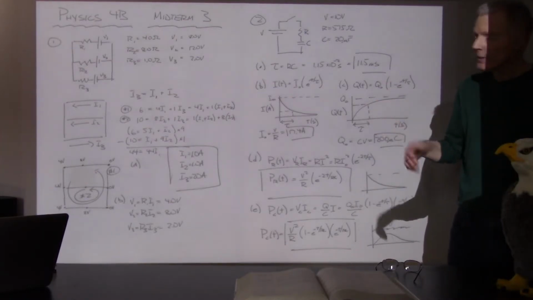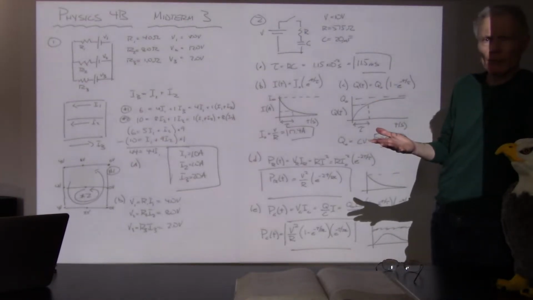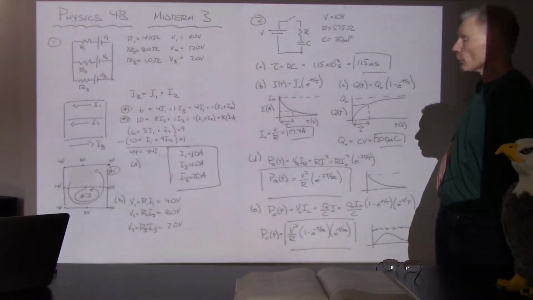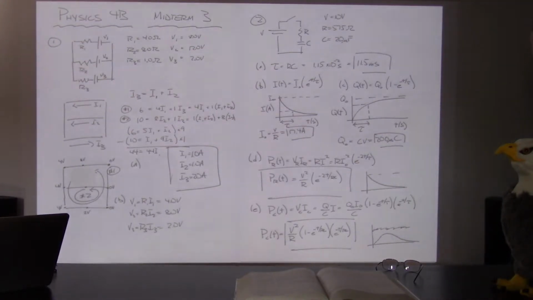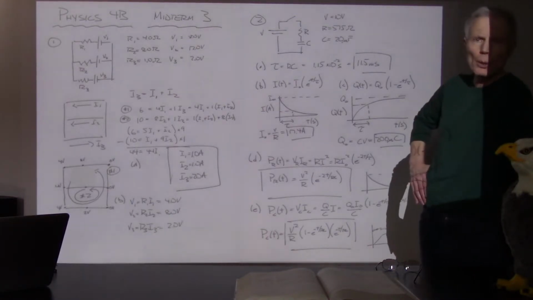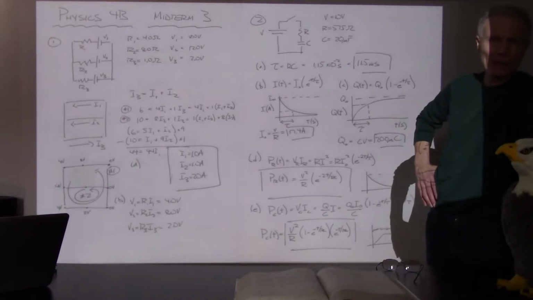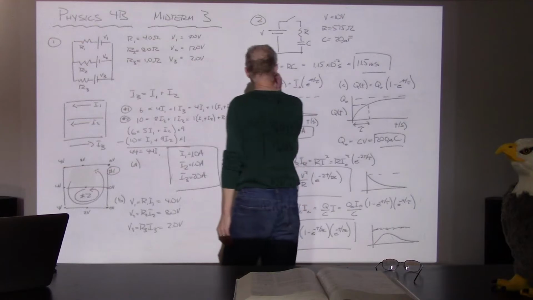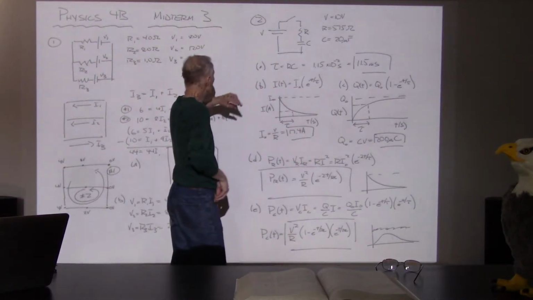Now this is a moving target. Things are changing when we charge up the capacitor. There's going to be a rate at which energy is going into the capacitor, and a rate of energy going into the resistor. As time changes, those are going to be changing. So let's get this from the start.